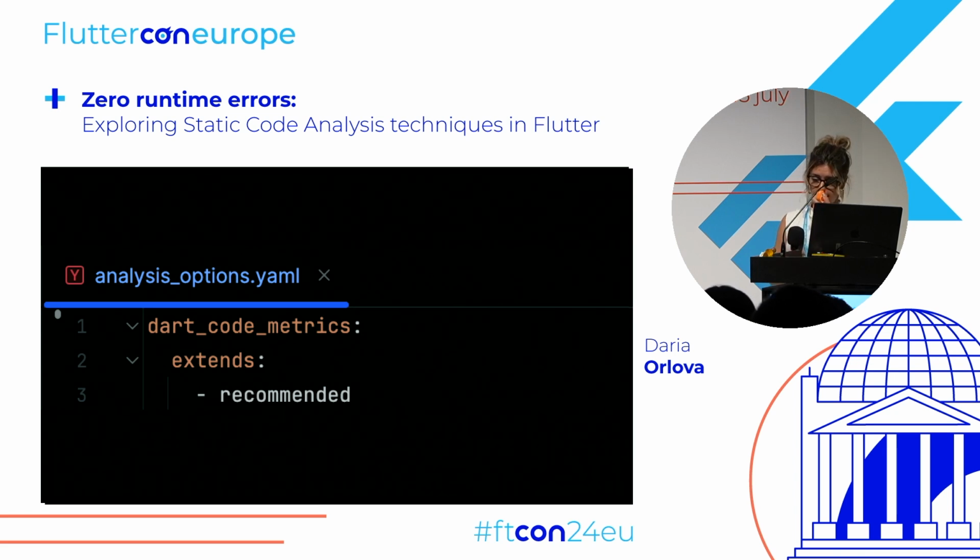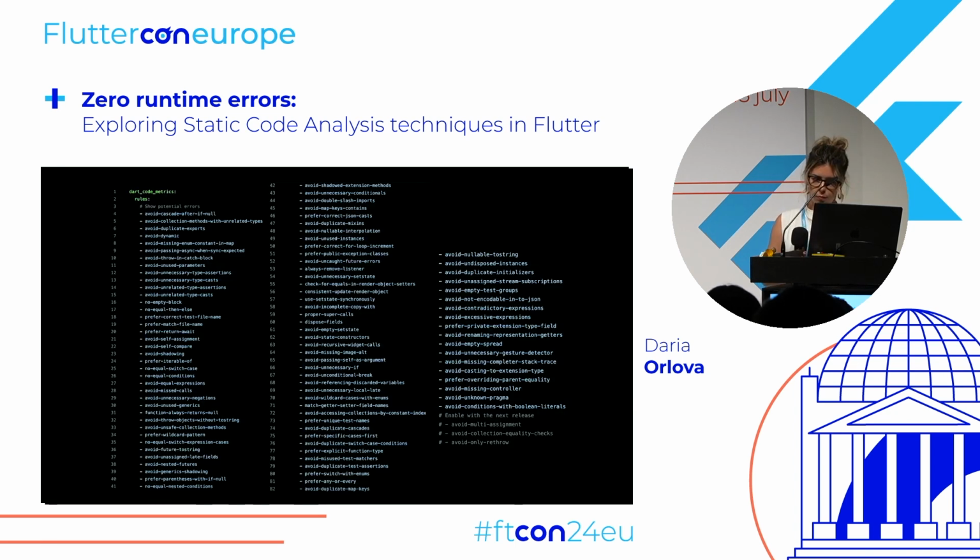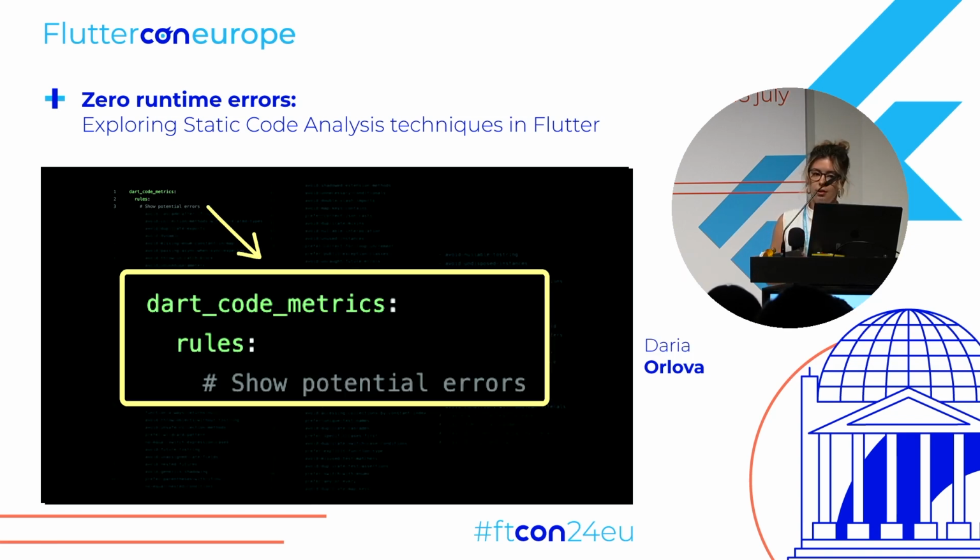In order to enable DCM in our project, we need to configure it in our analysis_options.yaml file under the Dart Code Metrics entry. A good starting point is to enable the recommended preset. One thing that excites me the most about doing just that is that all of the lints that you currently see on the screen are lints that show potential errors in code. So by fixing just those issues, your code base will already be much more reliable.